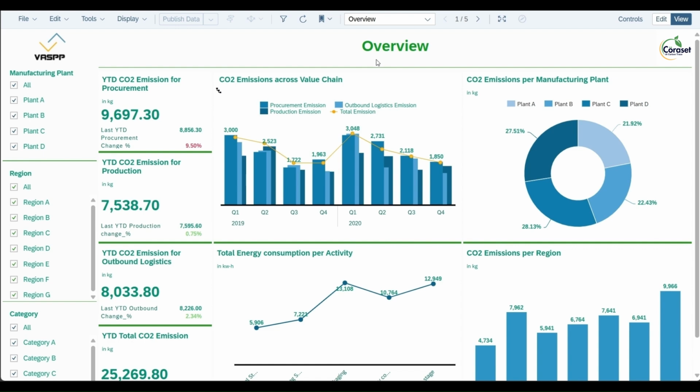Now, let's start with the first KPI I have incorporated, that is year-to-date CO2 emission for procurement. It tracks the total carbon emissions associated with procurement activities from the beginning of the year to the current date. And the year-to-date CO2 emission for production KPI tracks the total carbon emissions generated from production activities from the beginning of the year to the current date.